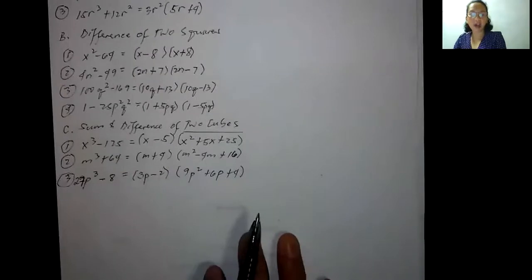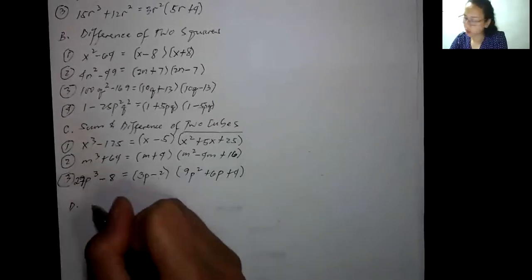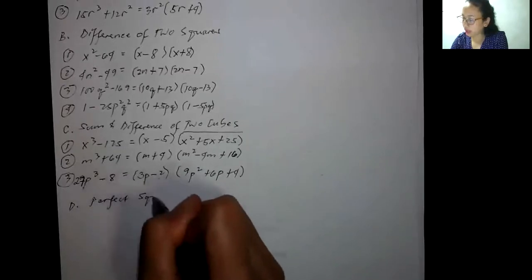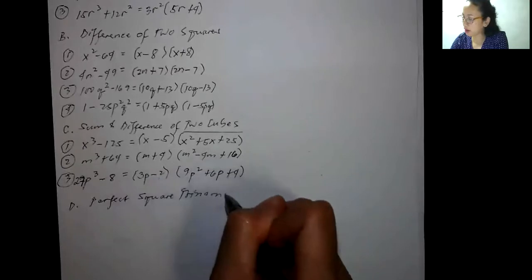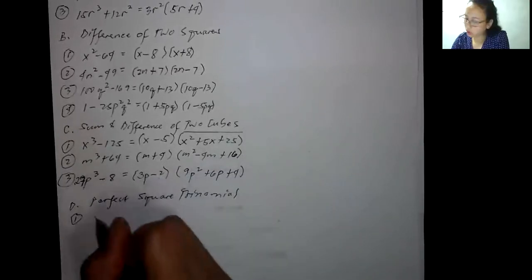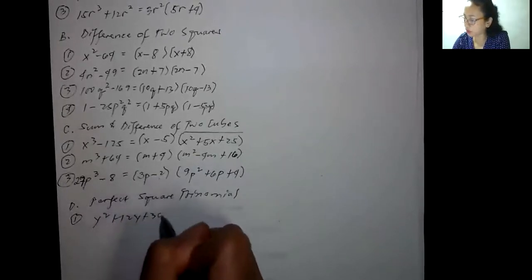Let us have another factoring. So let us have letter D. So perfect square trinomial. So we have here example number 1. So that is y squared plus 12y plus 36.